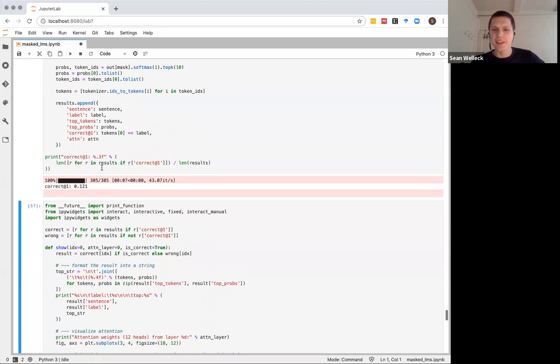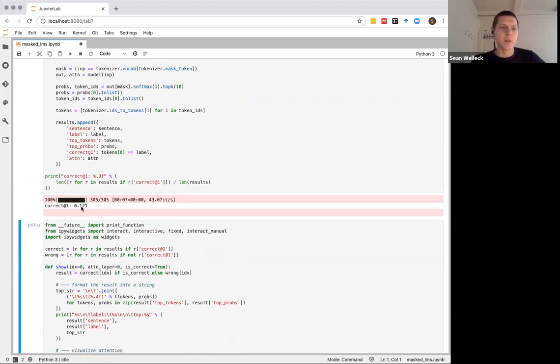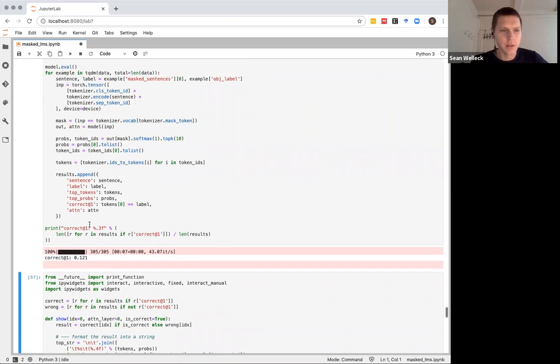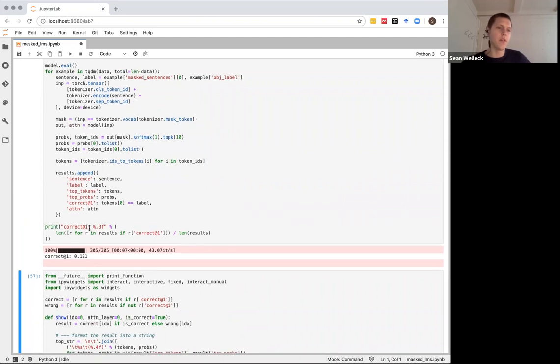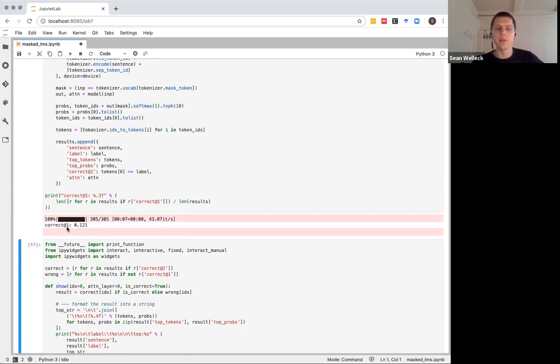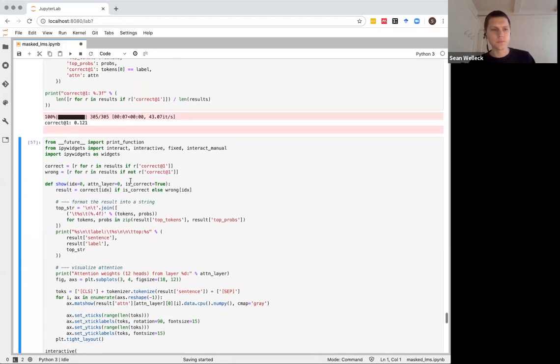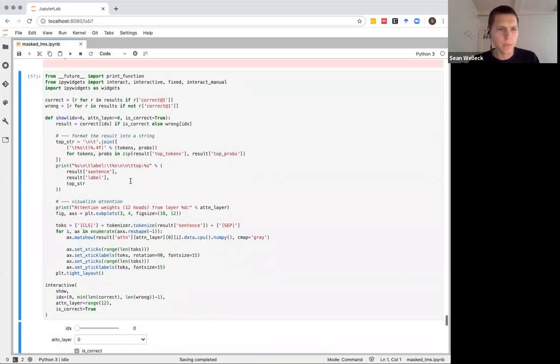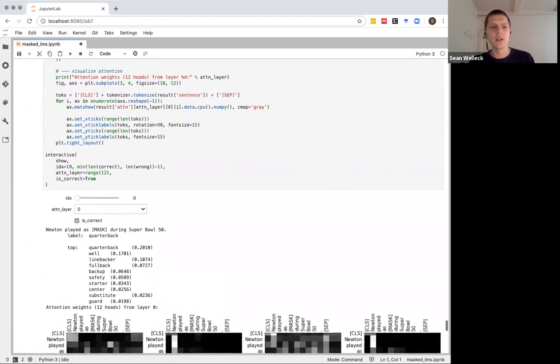Okay, so it turns out that the correct at 1 is 12%, which might seem kind of low. Actually, here in the code, a better thing to do would be to check the correct at 5, which means in the top 5 ranked tokens, how often is the correct one appearing? Because again, we didn't explicitly train the model for this task. We're just asking, did it roughly learn some sort of knowledge? And then here, it's a lot of code, but it's just visualizing different predictions.